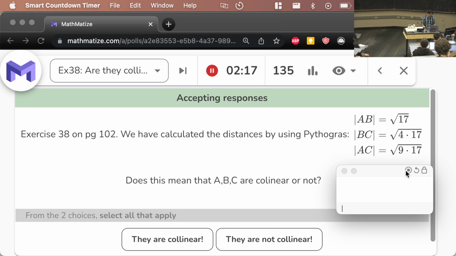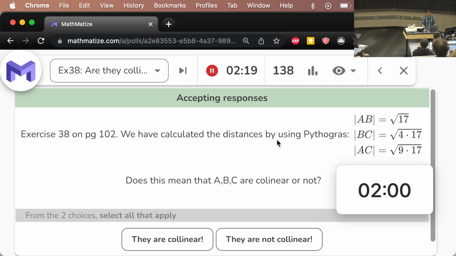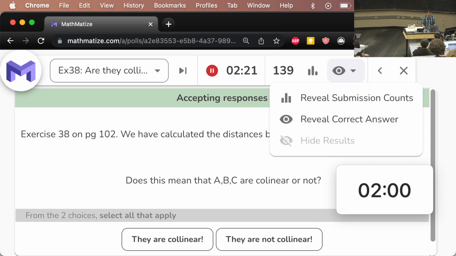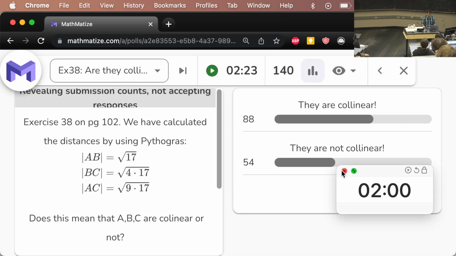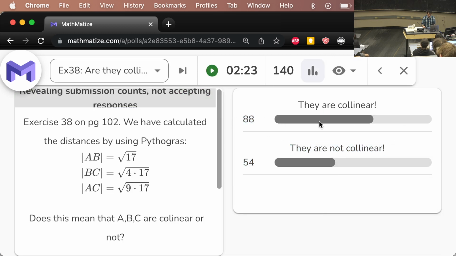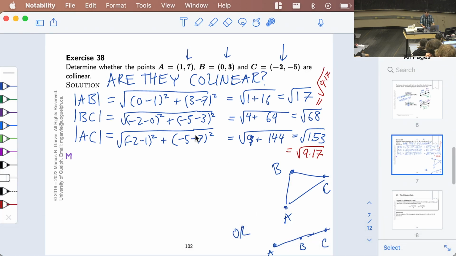Okay, let's see. What did people say? Is there going to be a consensus, or will people be confused? Okay, 88 to 54. That's pretty close to 50-50. 50-50 would be 70 votes in each, and we have 54 to 88. So let's take a look at this in a little more detail and see, was the majority right or wrong?